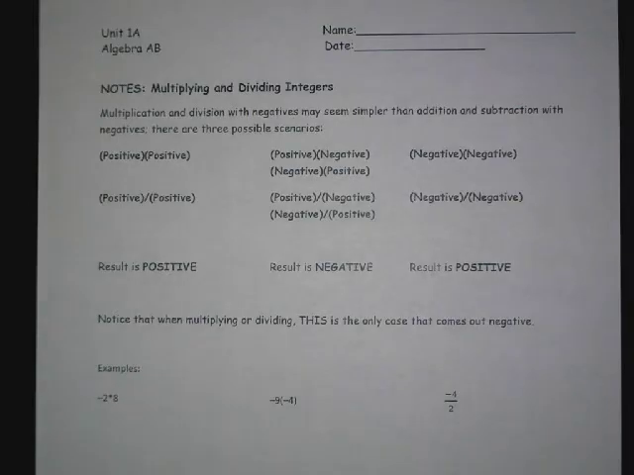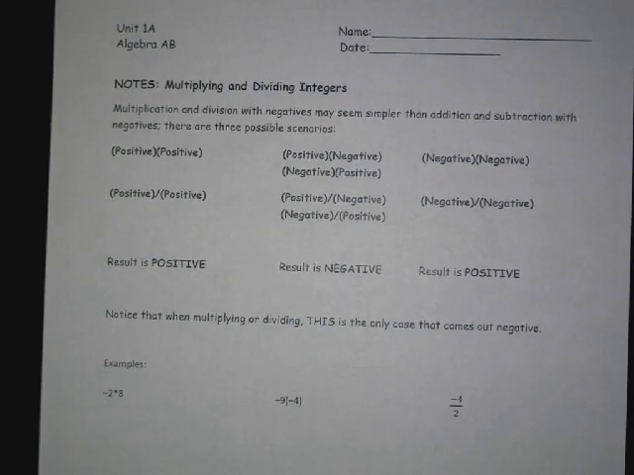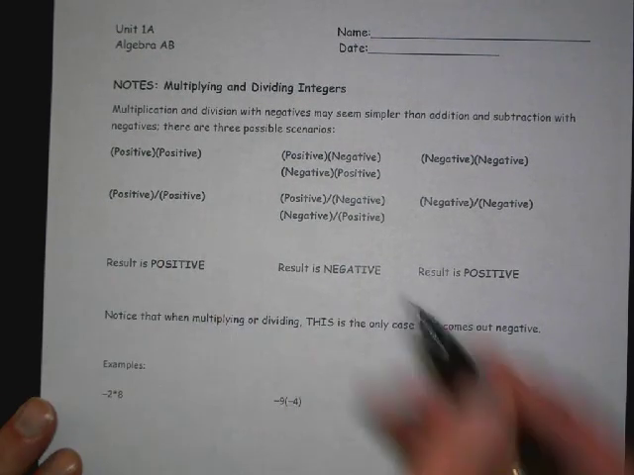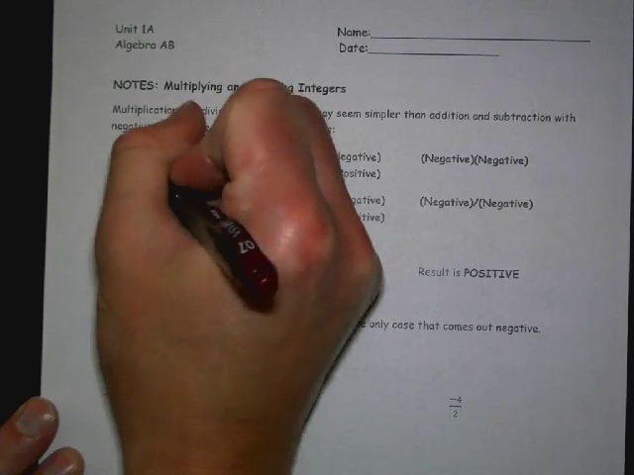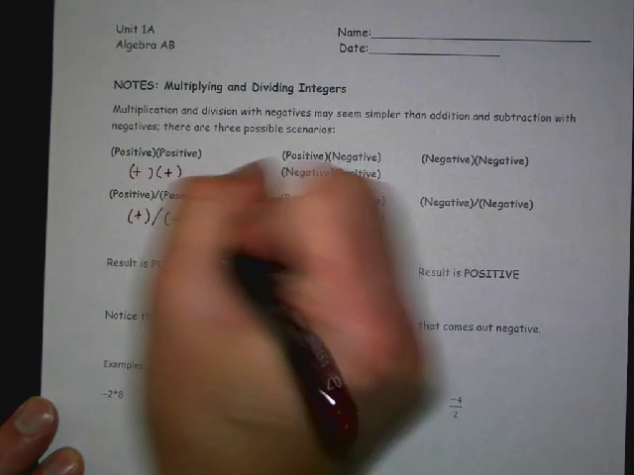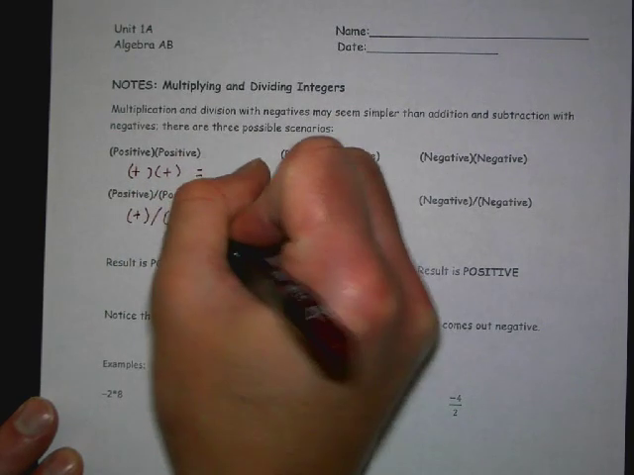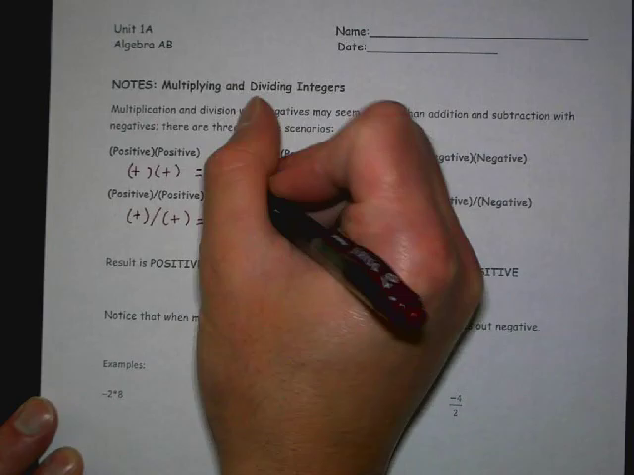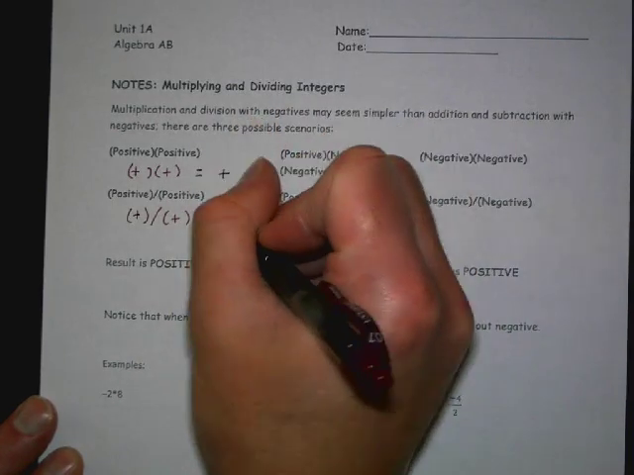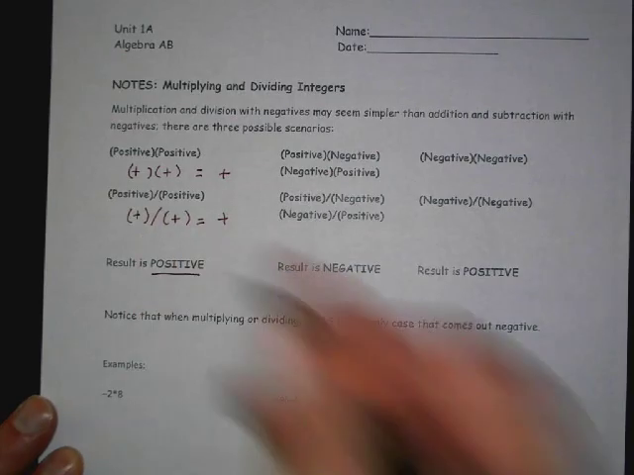All right, so with multiplying and dividing integers, slightly different rules from when we were adding and subtracting. If we have a positive times a positive or a positive divided by a positive, that's what you learned when you first learned math before you ever knew what a negative number was. Those are always going to give you positive answers. So that result is always positive.